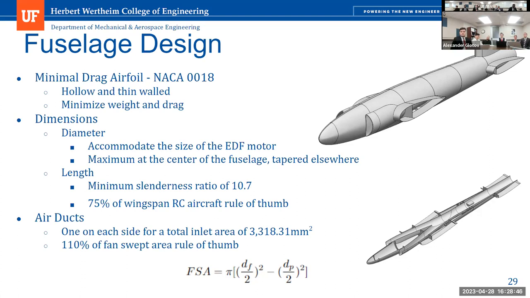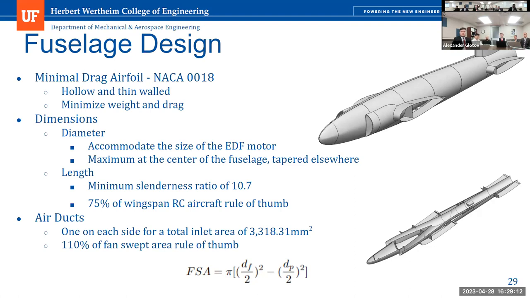As you can see, we have two ducts offset from the skin so that we could prevent boundary layer issues, and these converged at the center of our fuselage so that we could get sufficient airflow. Our length was 1,346 millimeters, and this provided us a slenderness ratio of 10.7 when considering our maximum diameter.